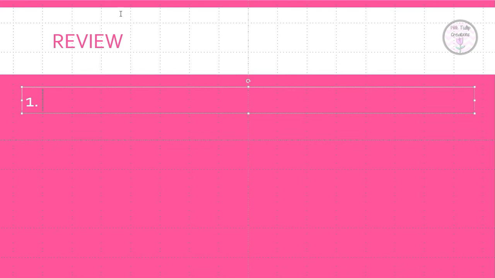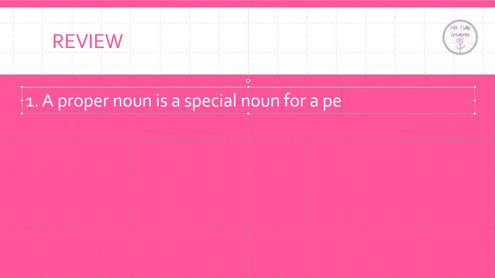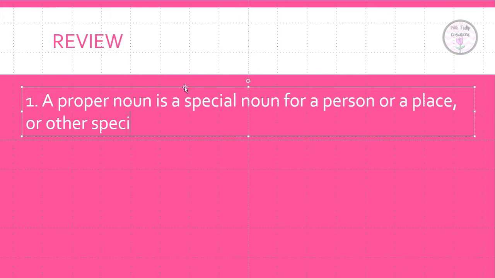So our definition was a proper noun is a special noun, always spell that, a special noun for a person or a place or other specific things. So remember, beach is not specific. It is not the name of something. It wasn't a proper noun, but Waikiki Beach was.